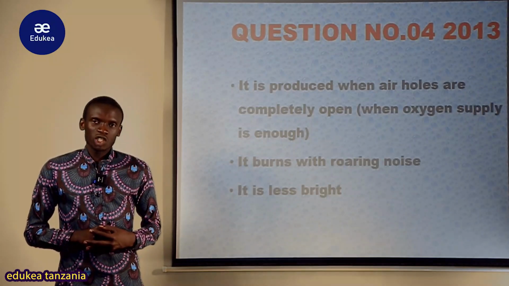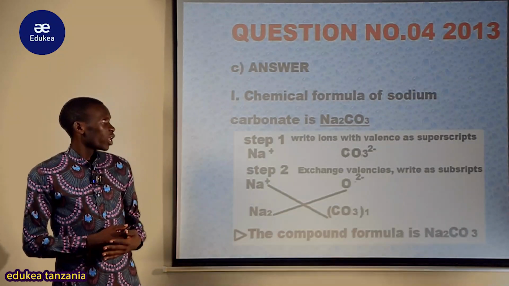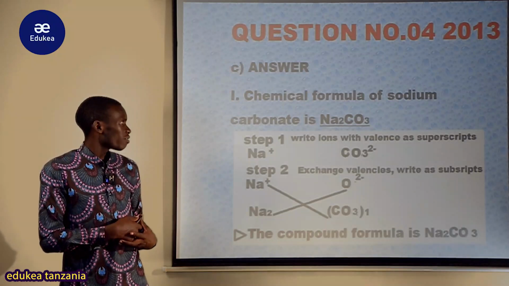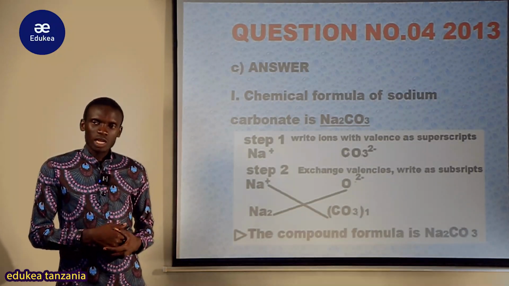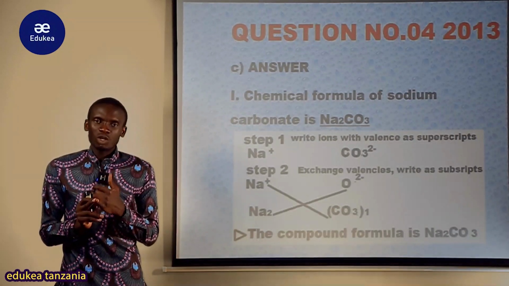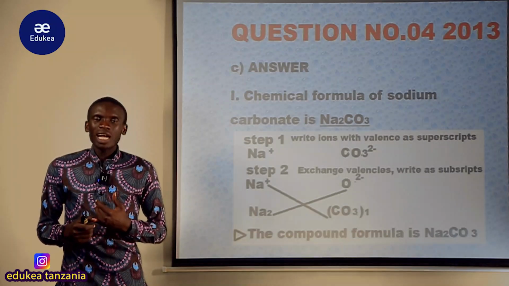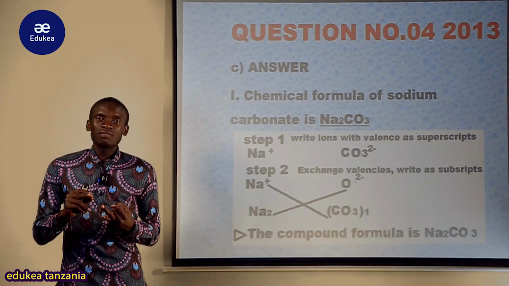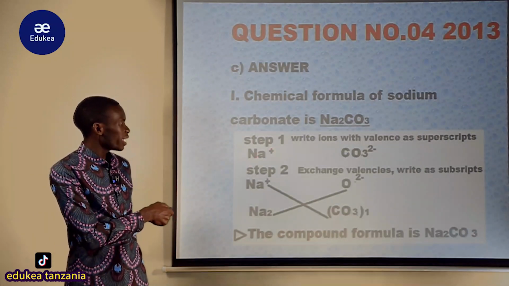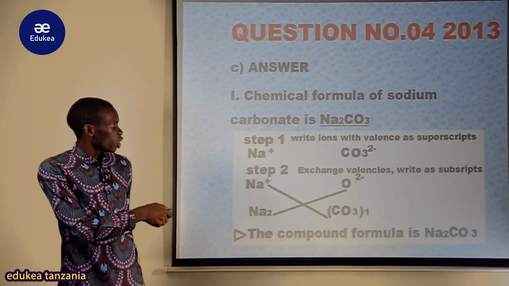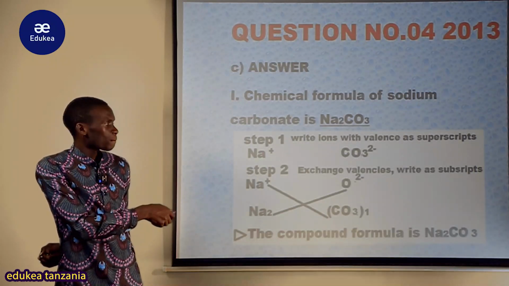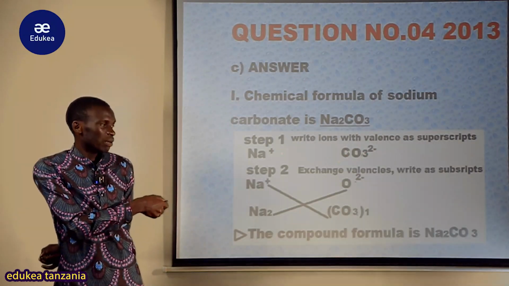After then, let's see the last part C of the question, which is writing chemical formulas for the compounds. We have been given the compounds, and you are required to write the chemical formula of sodium carbonate. Kuna step mbalimbali za kuandika. First inabidi determine element ambazo zipo. Ukishaandika element, write the element with respective valences as superscript. Superscript unaziandika kwa juu. Sodium ni positive 1 na carbonate ni negative 2. So first step utaziandika kama hivi.